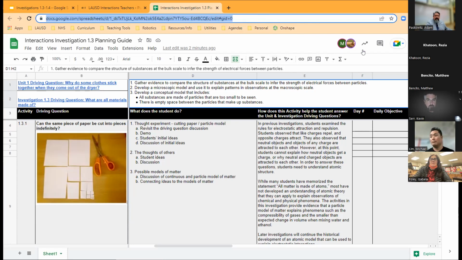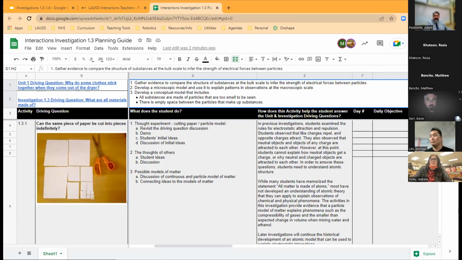I don't see a lot of people on the planning guide, so I'm just going to post a link here in case anybody had trouble finding it. So I posted the link in chat. There we go. I see people opening it up now. Good.